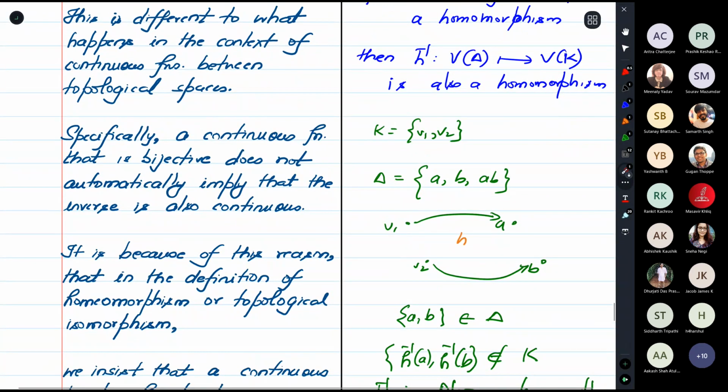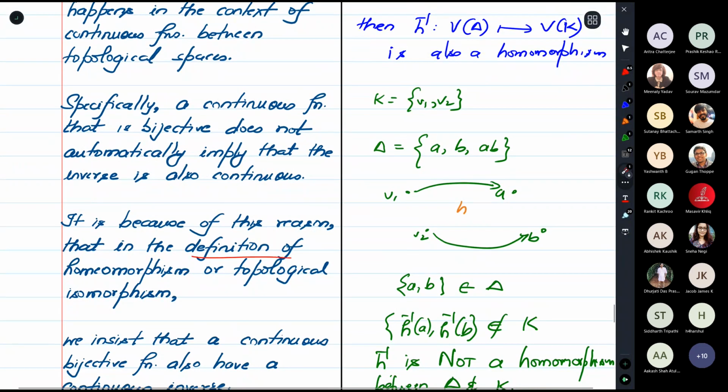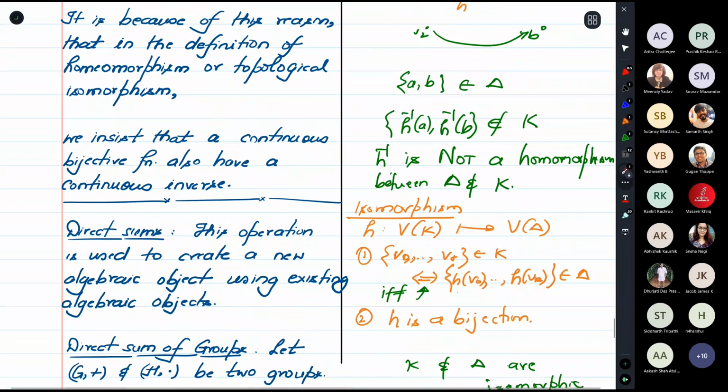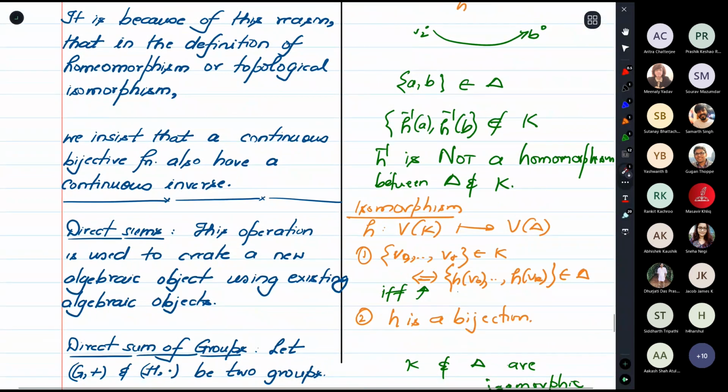So it is because of this reason that when we talk of homeomorphism or topological isomorphism, right? If you remember in the first lecture or so, when we talked about homeomorphism and looked at the definition there, we insist that the function should be continuous, it should be bijective, and the inverse should also be continuous. So this is in similar spirit to what we talked about over here. This function should satisfy this property, it should be a bijection, and the inverse should also satisfy this property.